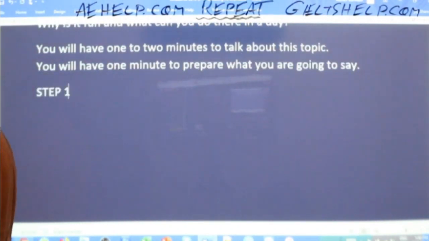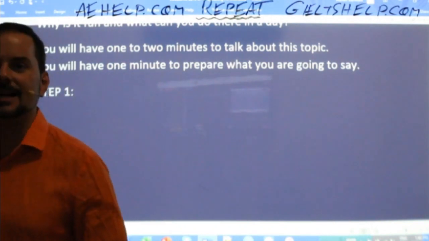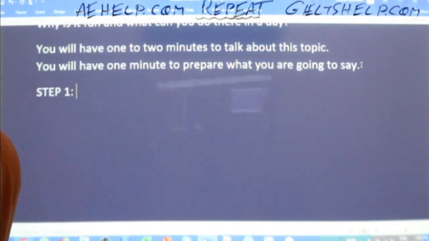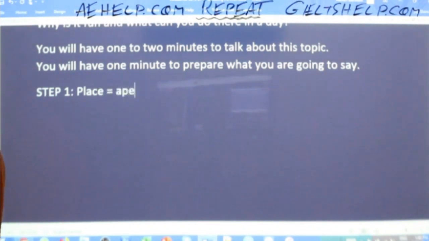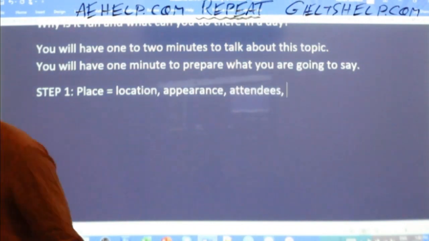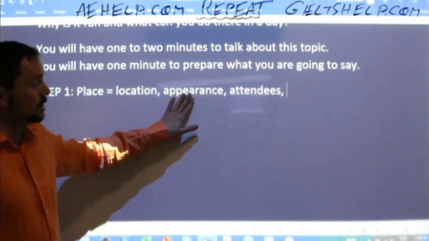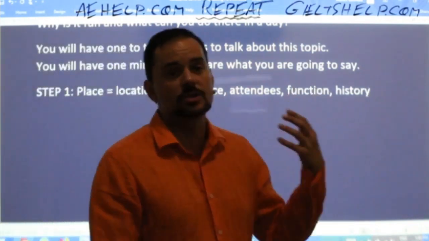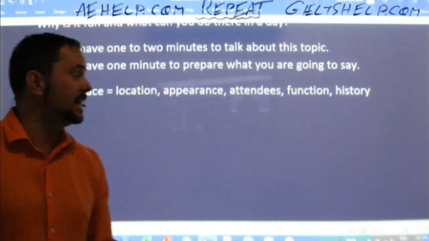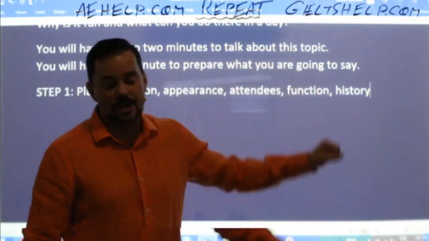So step 1, Bagzad says, identify that it's topic, it's a place. So places are best explained by appearance, location, attendees, meaning who goes there. So location, where is it located? What does it look like? Who goes there? The function, possibly the history. Function meaning what do people do there, and history means its origins, who built it, and so on. So that's what you need to think of when you're talking about a place. That's just generally a good idea.